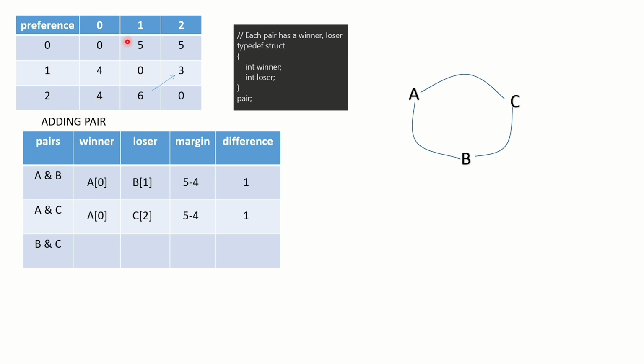Let's move on to the third one, that is 2 1 and 1 2. So who is the winner? Obviously 2, because preference 2 1 is greater than preference 1 2. Sorry, 6 is the maximum number of votes and 2 is the winner. That means Charlie is the winner between Bob and Charlie. The margin of the victory is 6-3 and the difference is 3, and this 2 has a difference of 1.